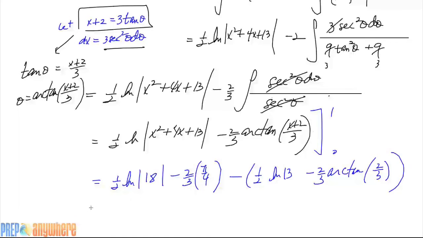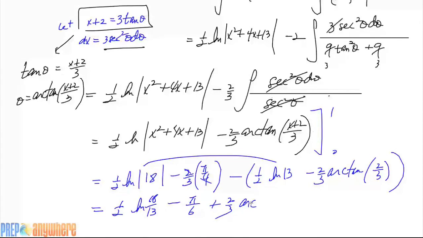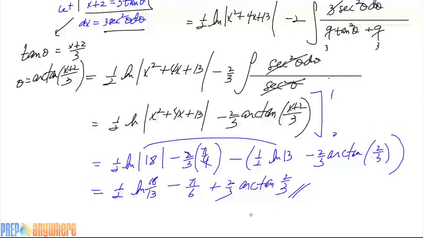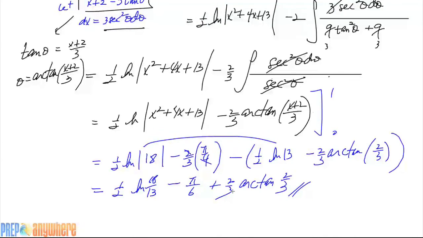I don't think it really matters, but maybe you can combine these two lns with a factor of half. You get ln of 18 minus ln of 13, that's 18 divided by 13. And we have a minus reduced, so you get pi over 6 and a plus 2 over 3 arctan 2 over 3. So that's all you can do. If you want a different form of this answer, you've got to punch it in the calculator and get the decimal value.